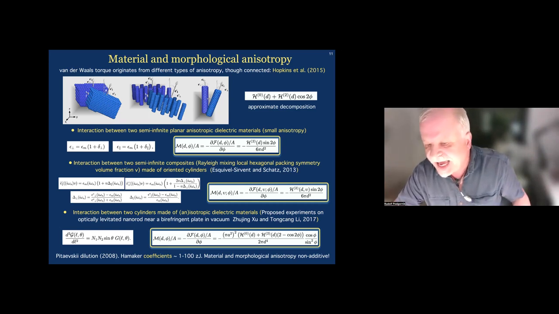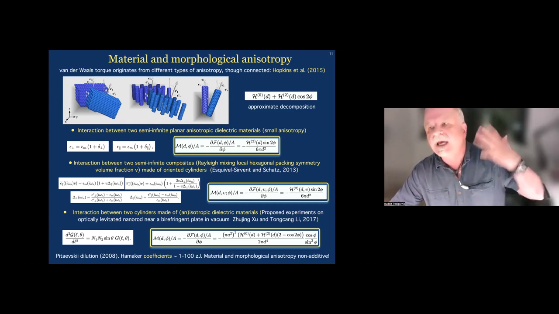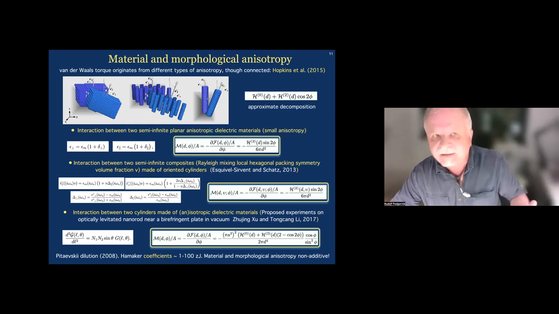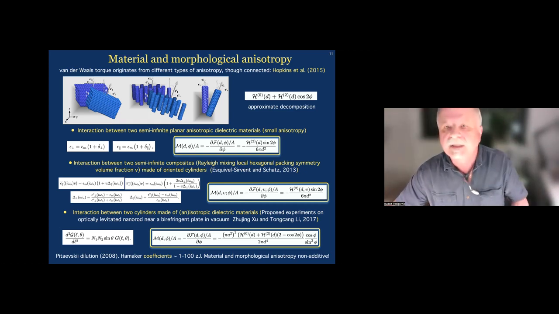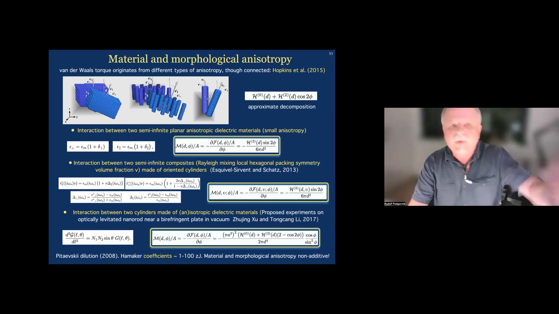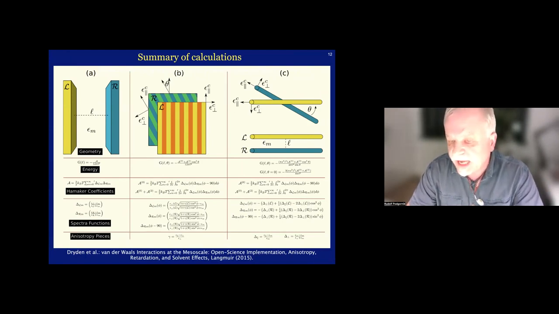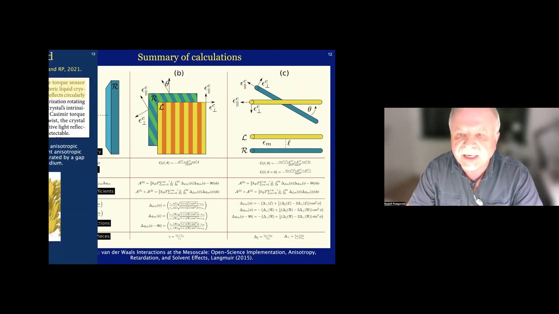And what you see in the last formula is that the two anisotropies are not additive. There's a cosine 2 theta, cosine theta, cosine phi, divided by sine squared phi. This is not of the simple form, so the torque is more complicated, and it has one component that comes from the dielectric anisotropy, so from material anisotropy, and another component that comes from morphological anisotropy. So we have the torques for all these cases. I will not bore you with these formulas. All of this can be calculated, and in the case of the retarded limit, all of these formulas are explicit. You can get everything analytically.